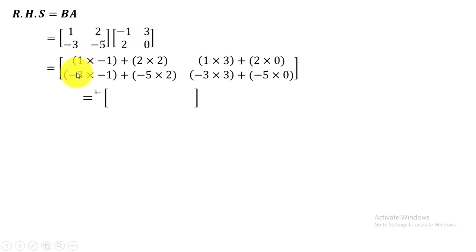Right hand side, B times A. Now we find the product of these two matrices, which is defined as: top left entry is obtained by the product of the first row with the first column: 1 times negative 1 plus 2 times 2.